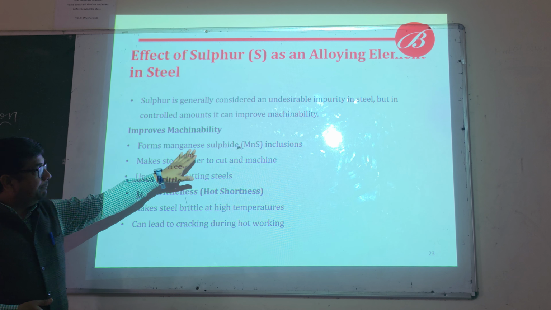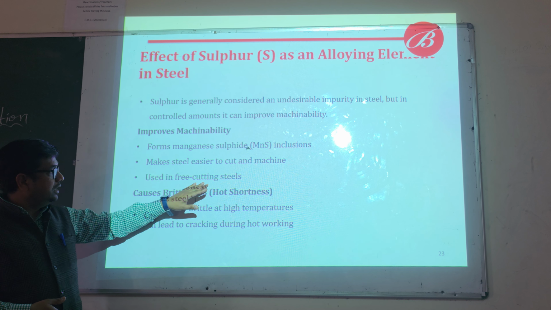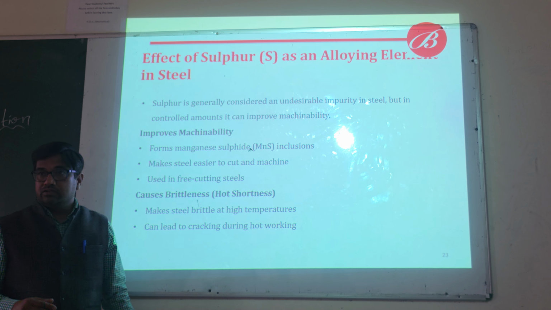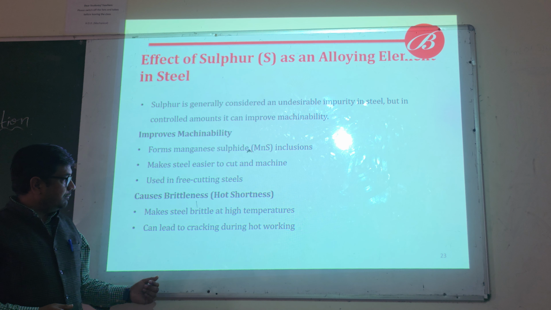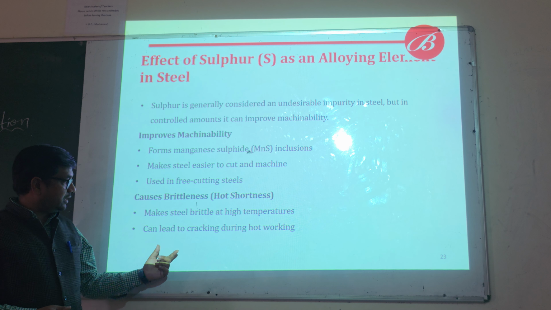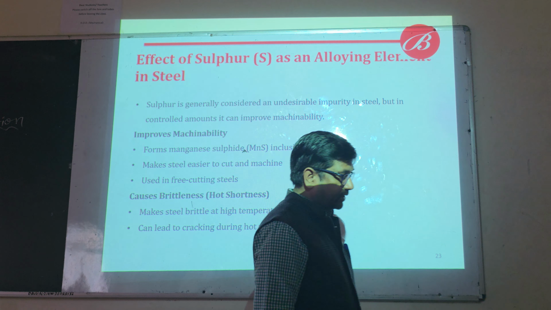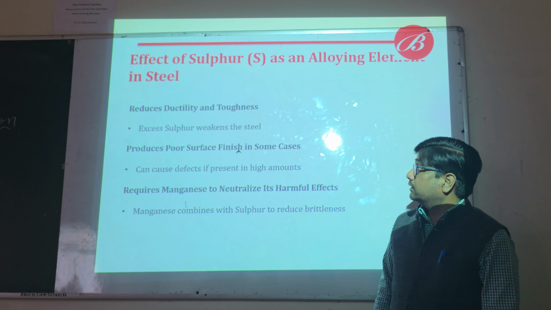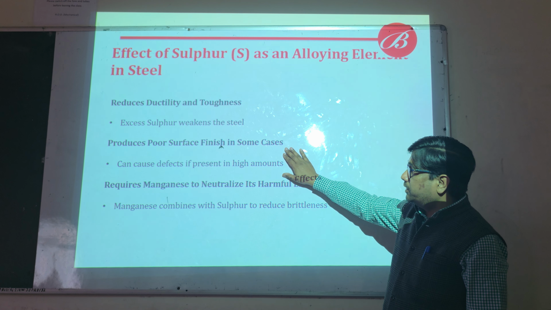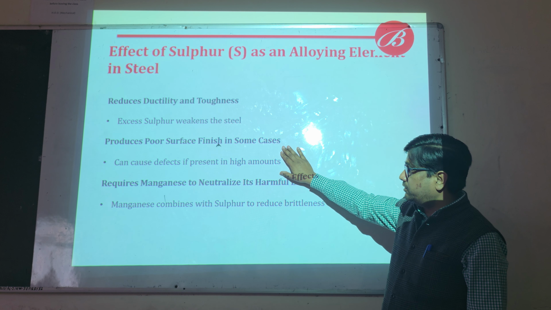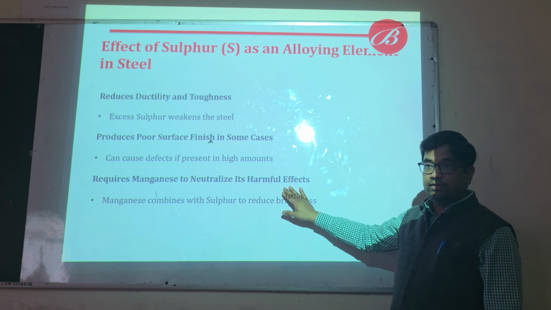It forms manganese sulfide inclusions, makes steel easier to cut and machine, and is used in free cutting steel. So that is helpful in making different components. It causes brittleness. It makes the steel brittle at high temperature. It can lead to cracking during hot working. Then it also reduces the ductility and toughness. It produces a poor surface finish in some cases. It requires manganese to neutralize the harmful effect.